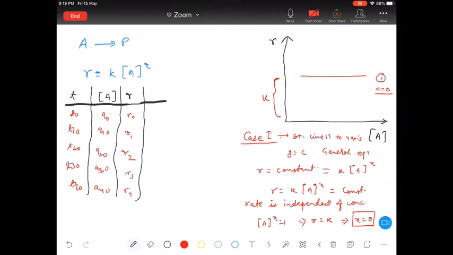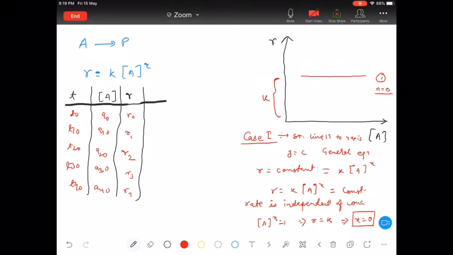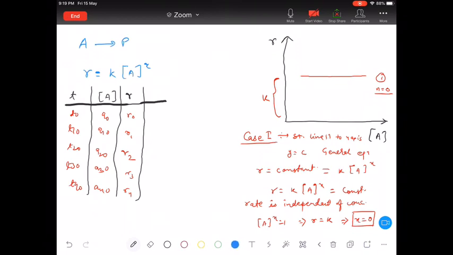Case 1 is clear to everyone? Okay. So now, if we obtain such kind of curve, then the order of reaction will come out to be 0. Now next case, case 2.